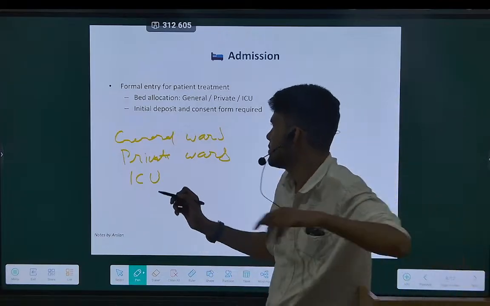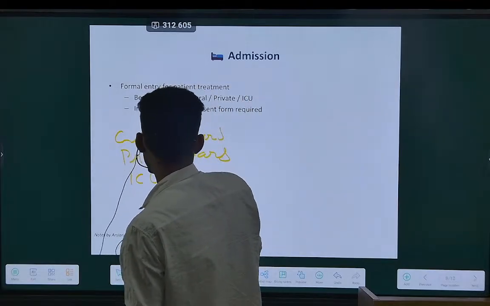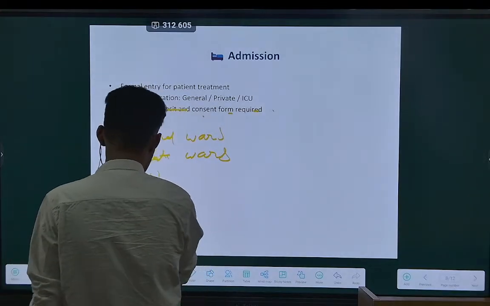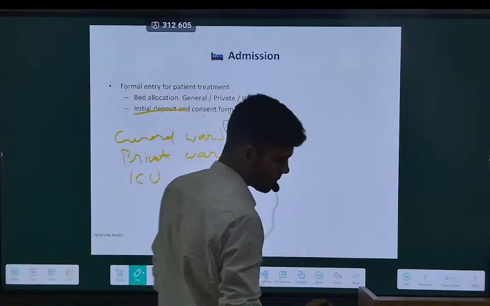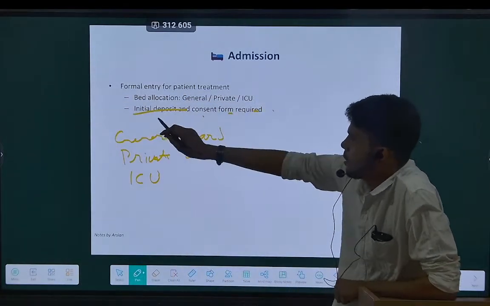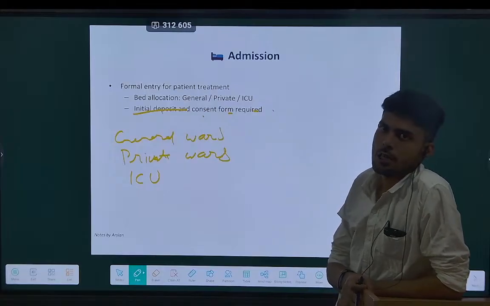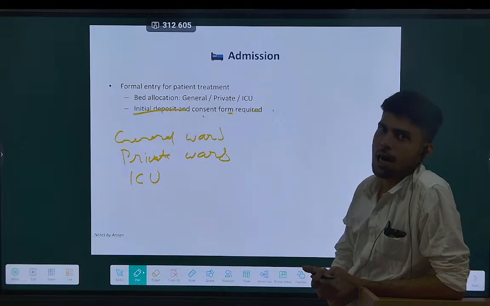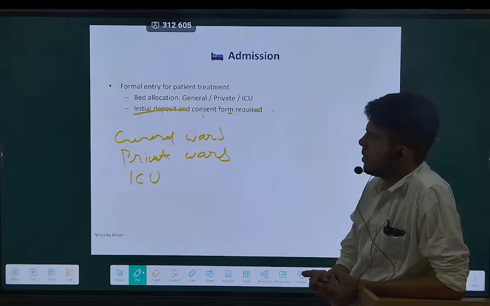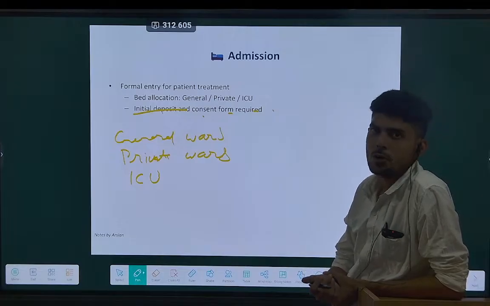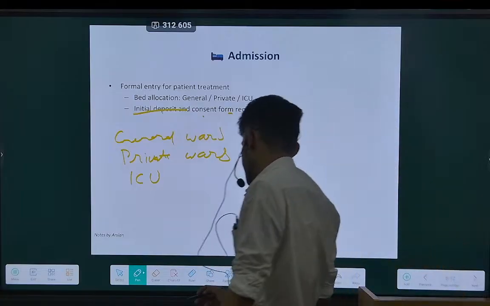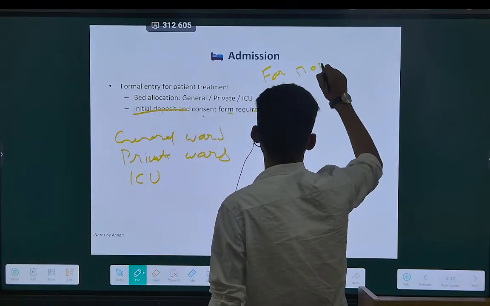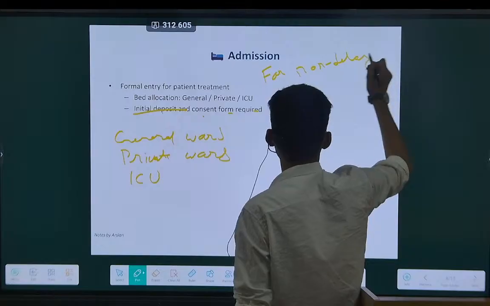One more thing is there: initial deposit and consent form required. Why do hospitals take an initial deposit? Why, when we go to the hospital, do they take the initial deposit? A certain amount is taken in advance. So why is that? Why do they ask for an advance for patients who require observation or who are going to the ICU? It is required for non-delay of treatment.